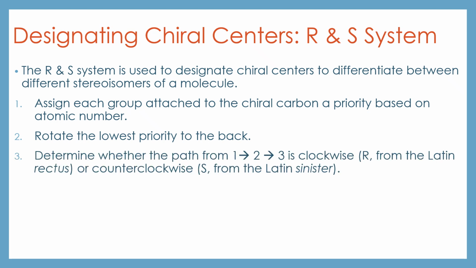And then you determine whether the path from the first to the second to the third priority is rotating clockwise, which gives the designation R from the Latin rectus, or counterclockwise, which is S from the Latin sinister. R also matches up with to the right, and S matches up with to the left, which is actually where the word sinister here is coming from. So let's work these two examples and see if we can figure this out.